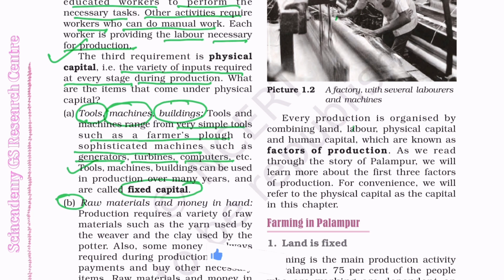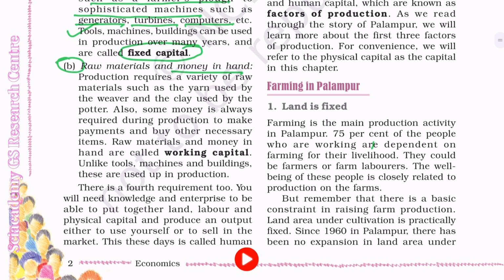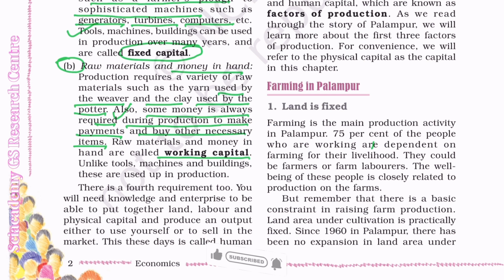B. Raw materials and money in hand. Production requires a variety of raw materials, such as the yarn used by the weaver and the clay used by the potter. Also, some money is always required during production to make payments and buy other necessary items. Raw materials and money in hand are called working capital. Unlike tools, machines, and buildings, these are used up in production.